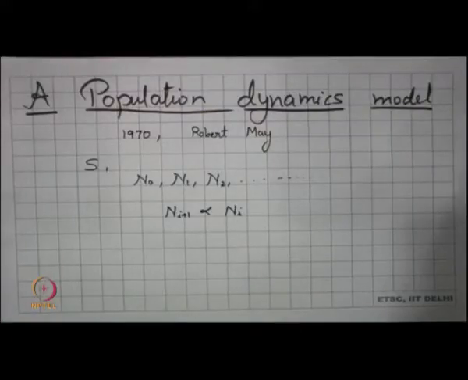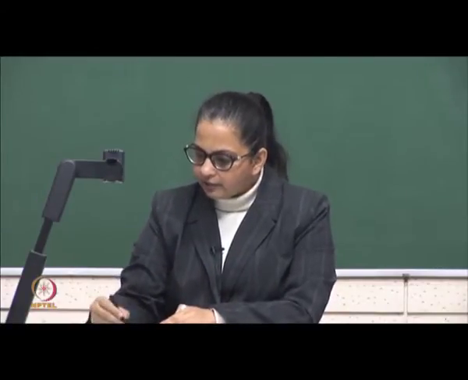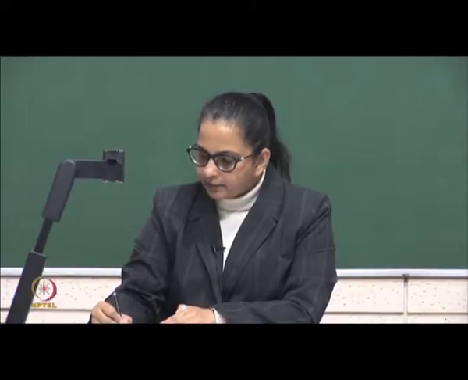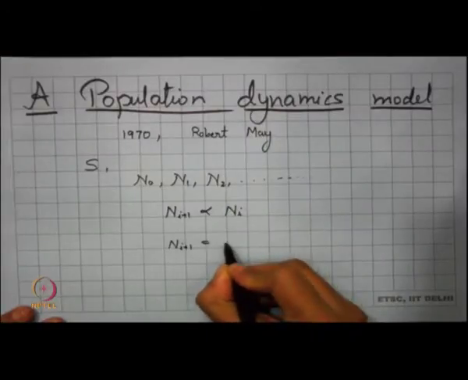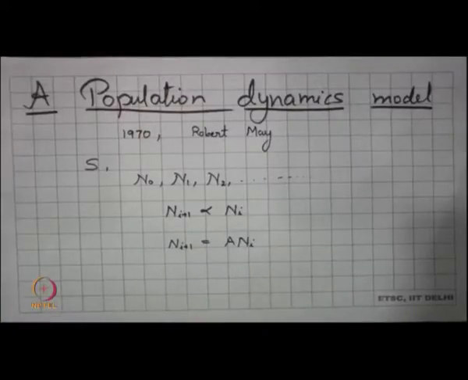So, the number of species in the next year will be depending on the number of species in the present year. Now, this gives us some kind of a proportional constant. So, this gives us an equation and we can say that N(i+1) is basically A times Ni, where A is the constant of proportion.